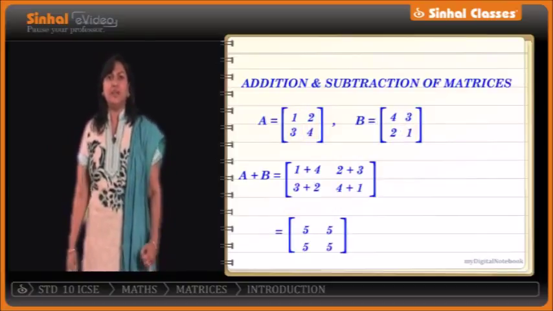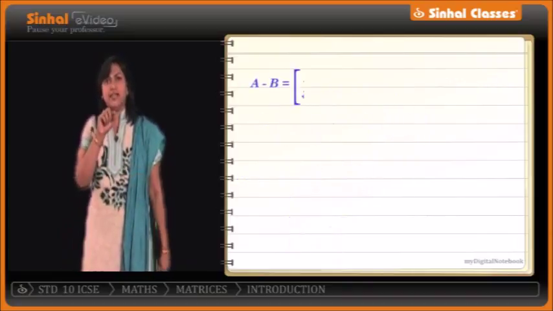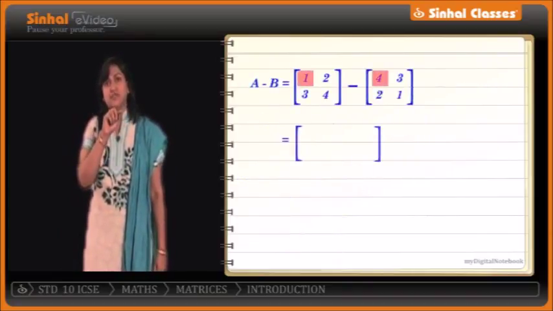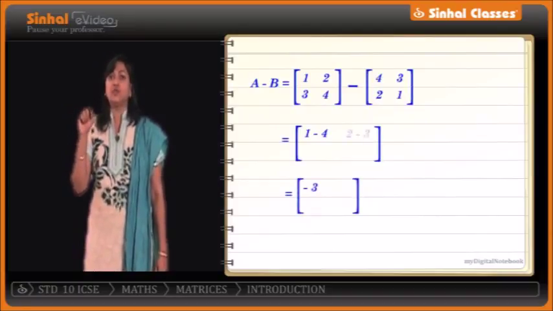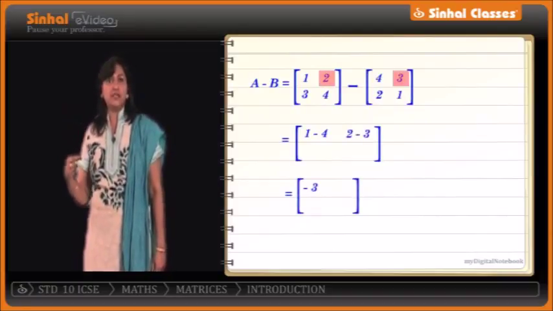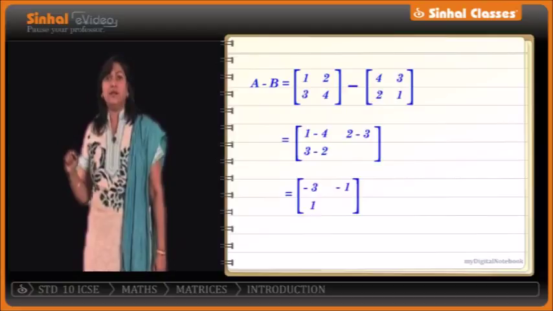Now similarly, we can subtract 2 matrices. The first element 1 minus 4, we get minus 3. Second element 2 minus 3, minus 1. Third element 3 minus 2, 1. And the fourth element 4 minus 1, 3.